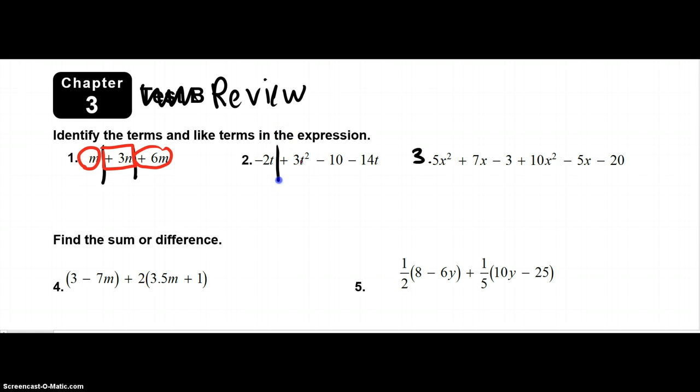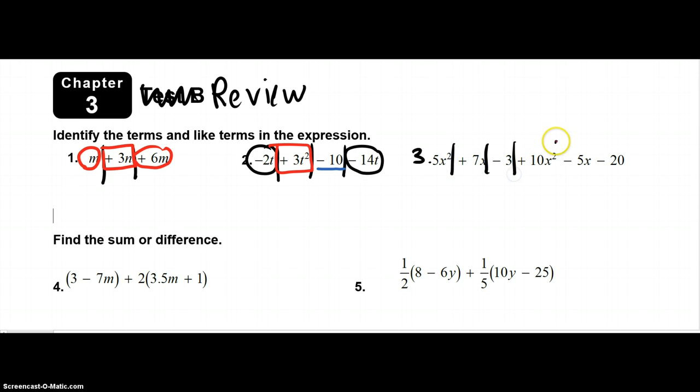For number 2, I'm going to again separate all of my terms. I'm going to start with t's, since that's my first term, and circle all the other t's. Then I'm going to box t squared. Now t squared and t are different because even though they have the same letter, they don't have the same exponent. And then last, I'm just going to underline my constants there, and I don't have any other constants I could combine with that.